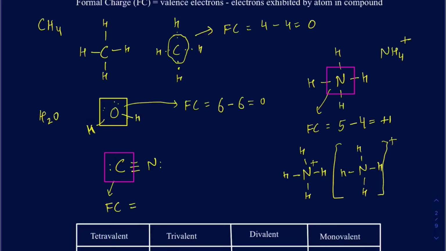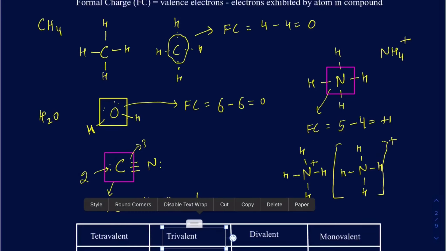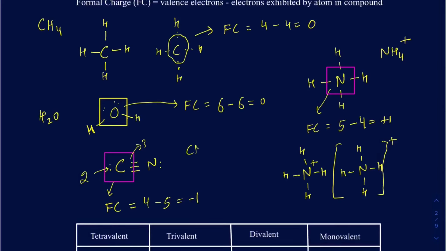Carbon has 4 valence electrons, coming from the periodic table, and then you figure out how many actual electrons you have on the carbon in this molecule. It's 2 coming from the lone pair, and then 3 coming from the bonds, so it's 5, which gives a -1 formal charge. And if you recall, cyanide is indeed 1-, and that 1- is coming from the carbon.